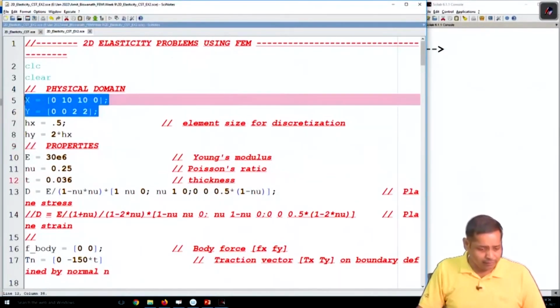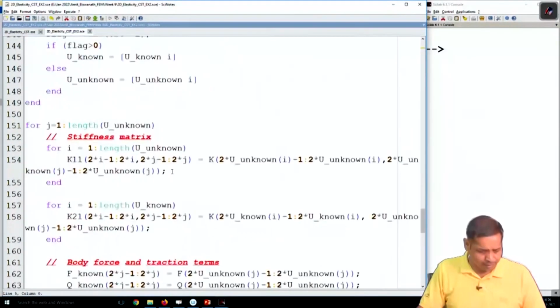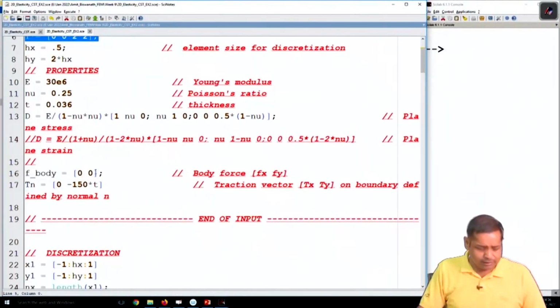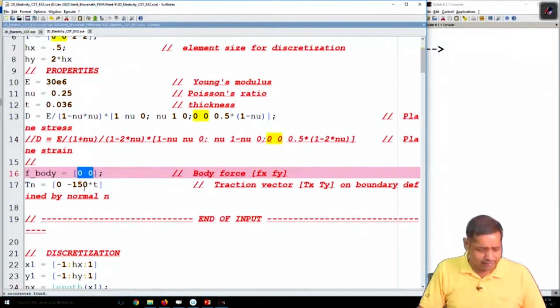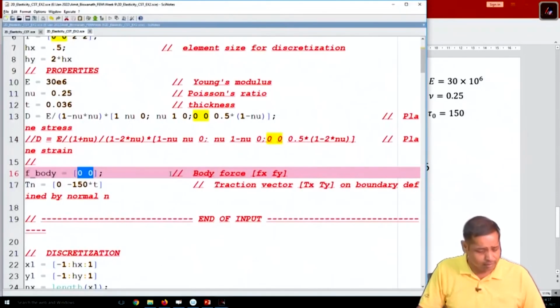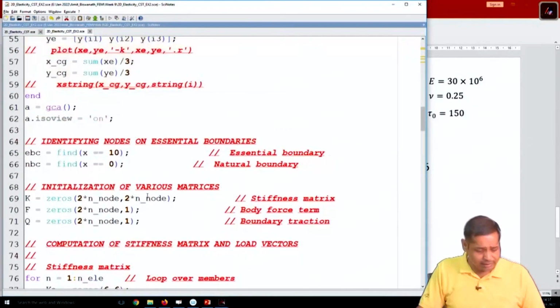So this is the boundary defined, and then essential boundary conditions and natural boundary conditions are defined on this domain. We have body force as 0, 0, and then traction is given as 150 into T. T is the thickness, so 150 is tau. This tau is 150. So P, the total force, will be tau into 1 into thickness, and then the boundary conditions are this: essential boundary at x is equal to 10.